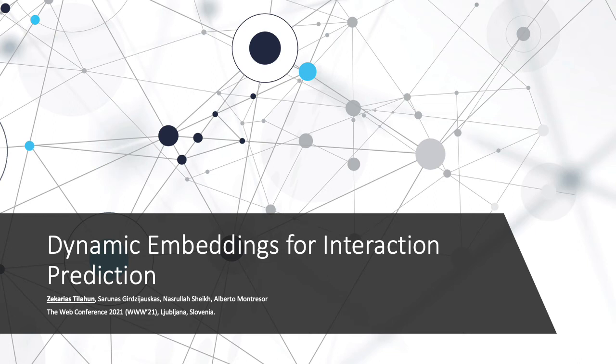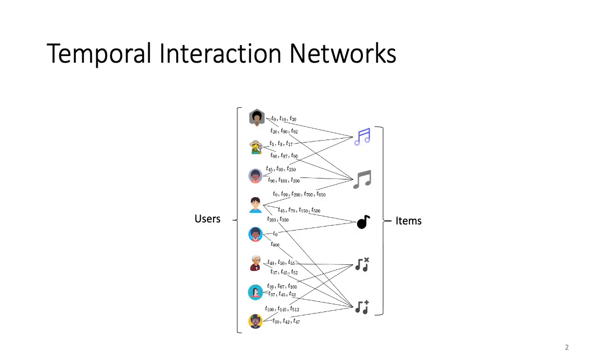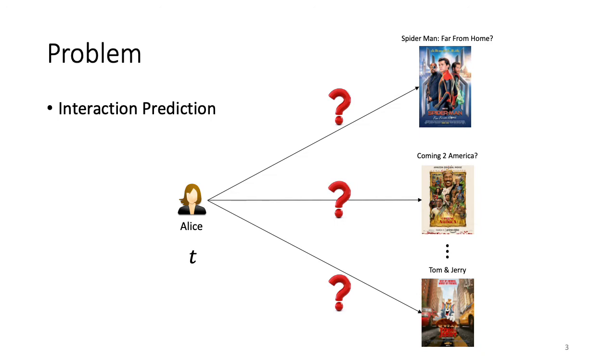I am one of the authors of this paper titled Dynamic Embeddings for Interaction Prediction. In this study, we are interested in temporal interaction networks, which are networks with two types of nodes, users and items, repeatedly interacting over time. The problem we are tackling is that of interaction prediction, that is, given a user, Alice, and time t, we seek to predict the most likely item that Alice will interact with at time t. This has applications in many domains, for instance, recommender systems.